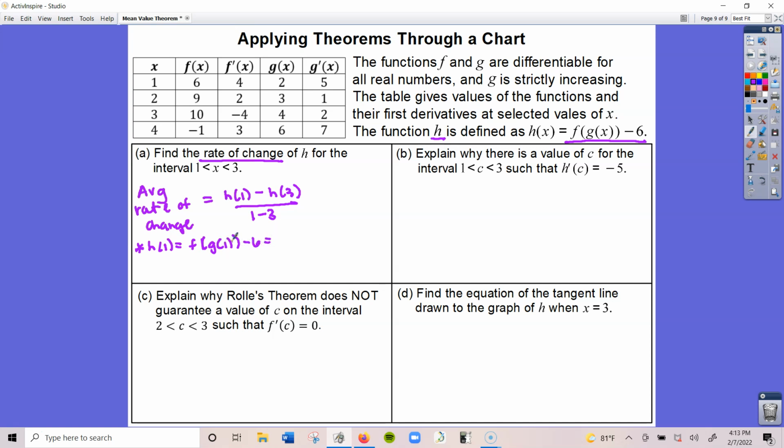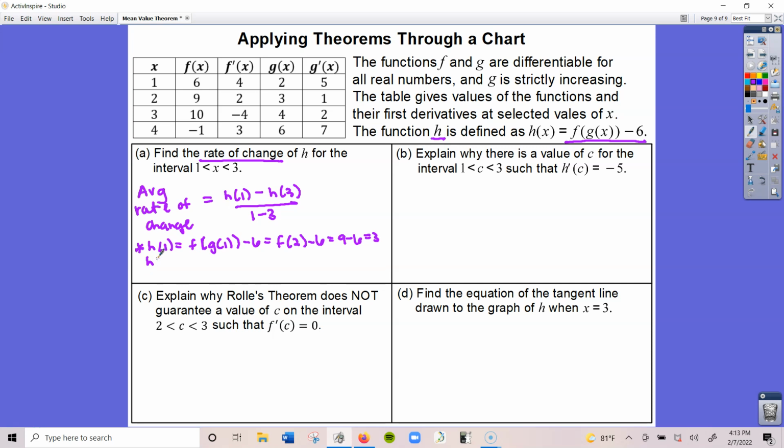In order to get this number, we have to work our way from the inside out. G of 1, if I come here, is 2. So I'm going to do f of 2 minus 6. And now I look, f of 2 is 9, and 9 minus 6 is 3. So that's h of 1.